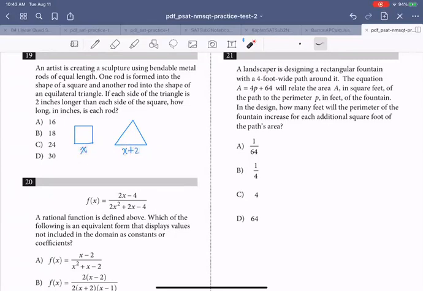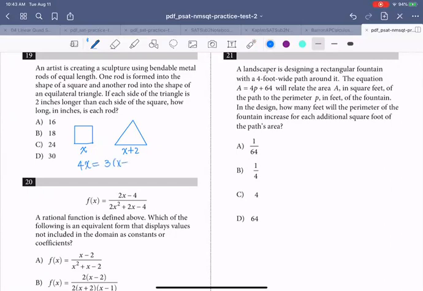When you use a rod to form this, that means x plus x plus x plus x. This is your total rod length. So this equals this. What's the equation you have? 4x equals 3 times x plus 2. Yeah, good. You want to put parentheses, please.